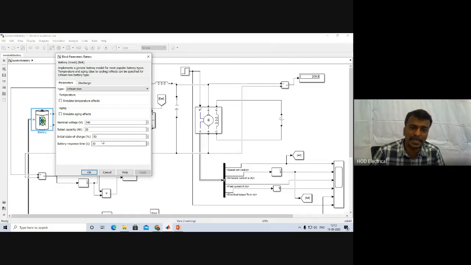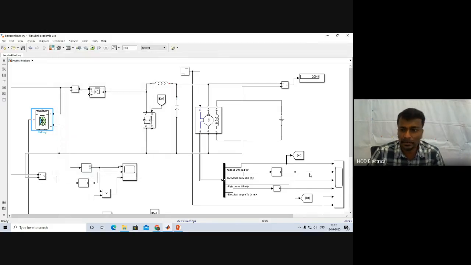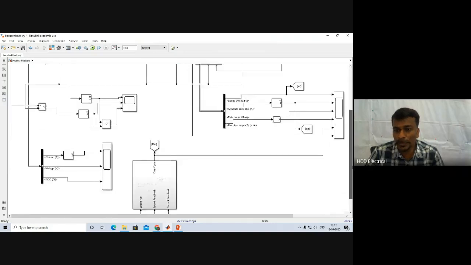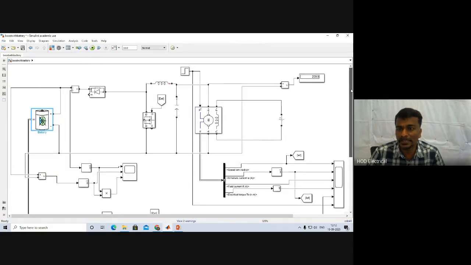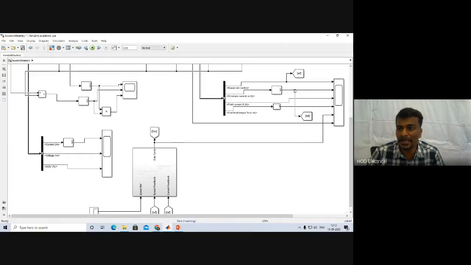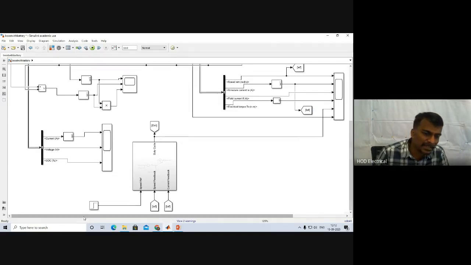In this case, I have chosen an initial state of charge of 50% and a battery response time of 30 seconds. Now this is actually a closed loop. Last time I already told you everything about speed, input, output and all. So I have taken the feedback of speed as well as current, the armature current. Now let's see, this is the speed input. I have given the speed input.